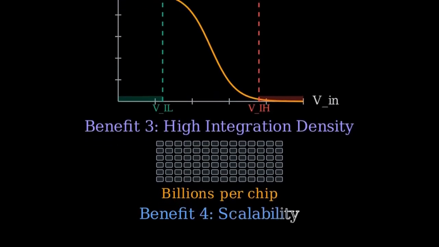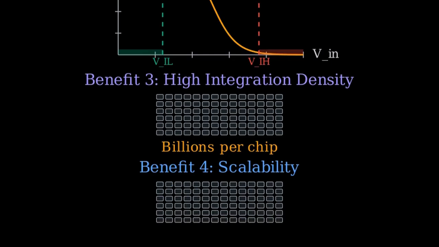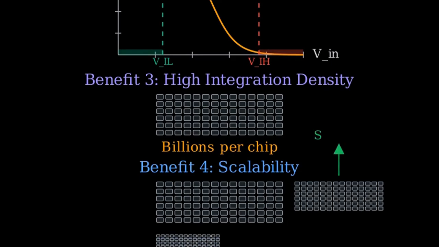Benefit 5. Good switching speed for most digital applications. We can see a transition ripple through a chain of inverters very quickly. Watch the logic level propagate from input to output.